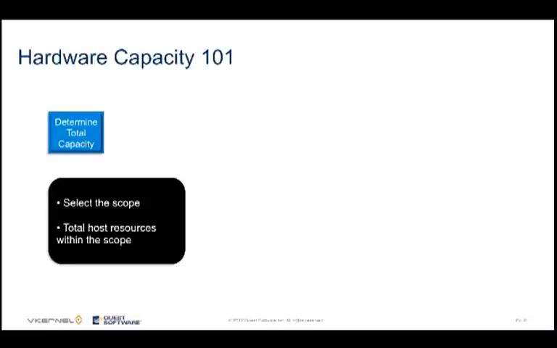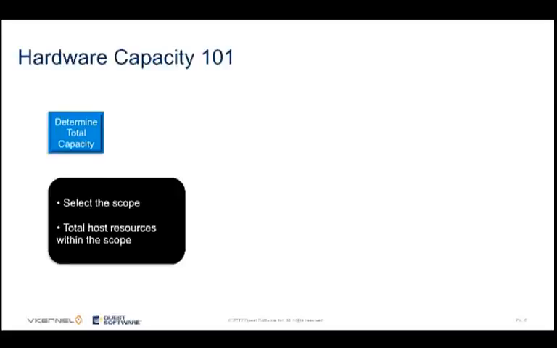So the first part of this, determine total capacity. Now, to understand total capacity, you have to select a scope. What is it you're trying to determine the capacity of? Is it a single host? Is it a cluster? And for the sake of simplicity, as we go through this, my running example is going to be a cluster. And for most of us, we probably want to be looking at the capacity of our environment on a cluster level anyway.